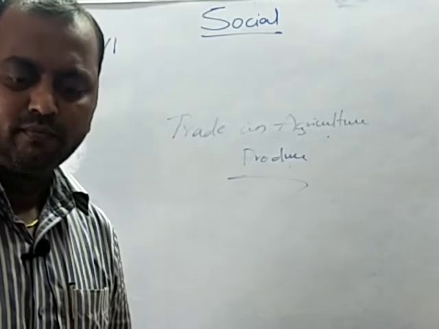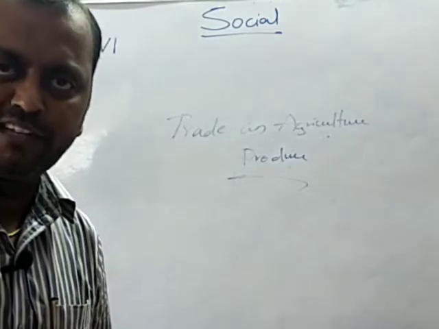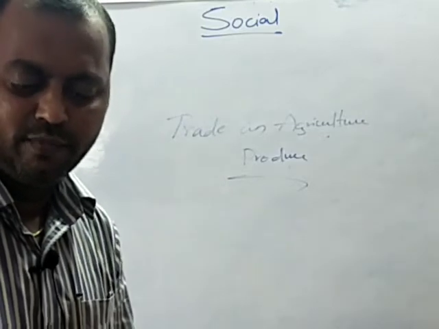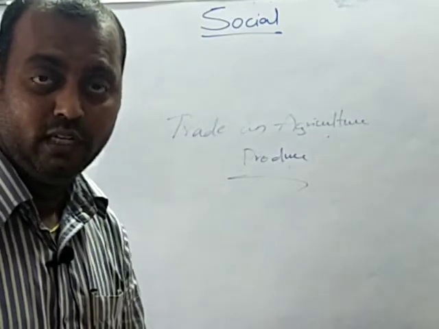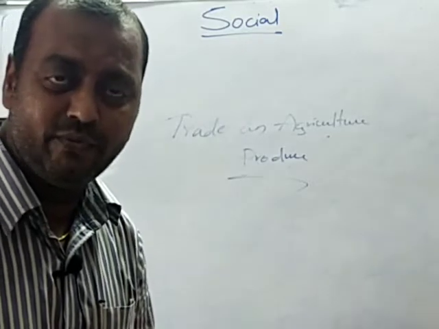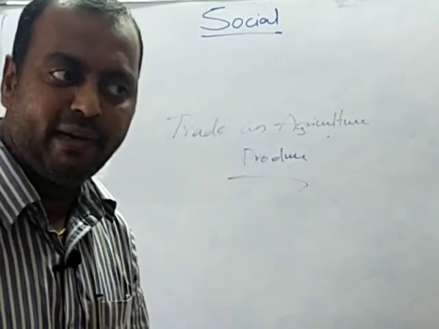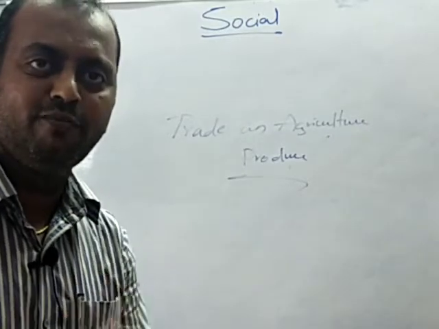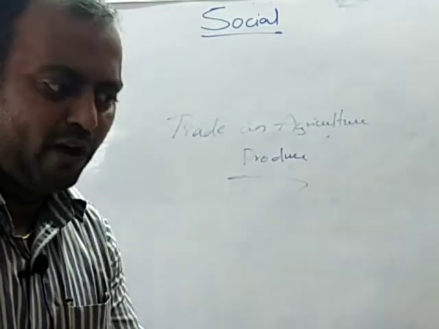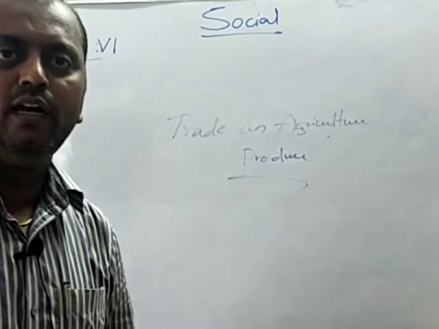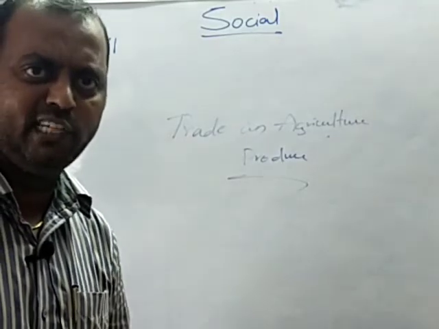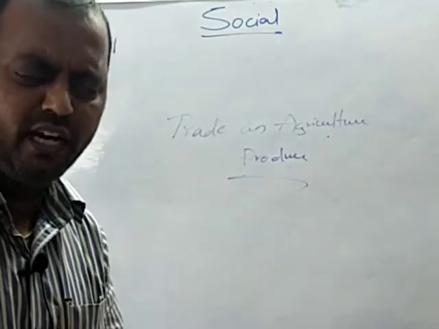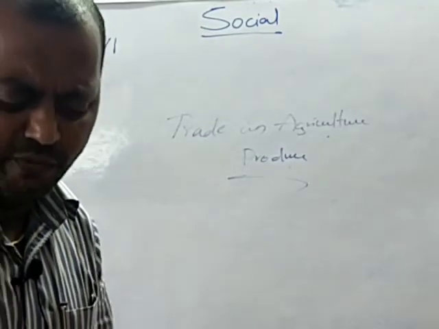For example, if she buys 10 kilograms of tomato from the wholesaler for 100 rupees, then she sells it at 15 rupees per kilo. That means by selling these 10 kgs of tomato, she can make 50 rupees of profit. She bought it at 100 rupees per 10 kgs, that means 10 rupees per kg, but she is selling them at 15 rupees per kg. That means 5 rupees per kilo is a profit to her.